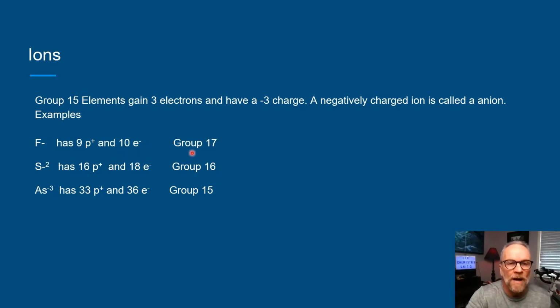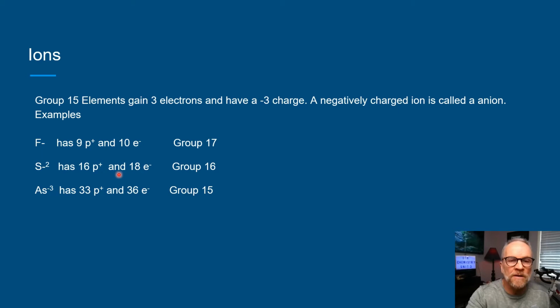Okay. And it's in group 17. So all members of group 17 tend to gain 1 electron to become like group 18 elements. Group 18 are the noble gases. And so they're all noble gas wannabes. They all want to have a full outer shell of electrons. And notice here, if you add plus 9 plus a minus 10, you get a minus 1.